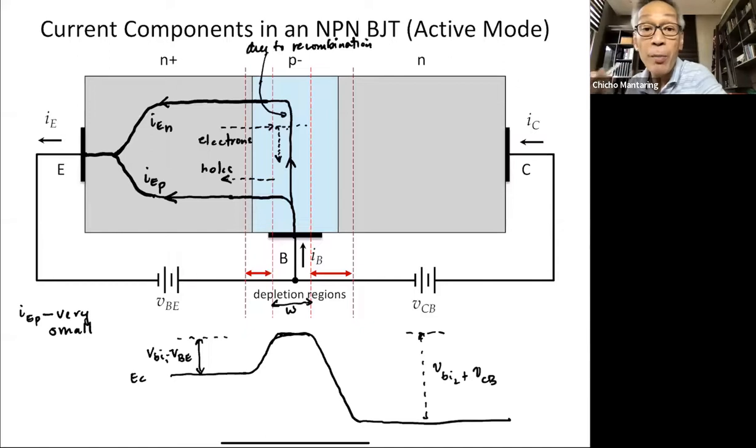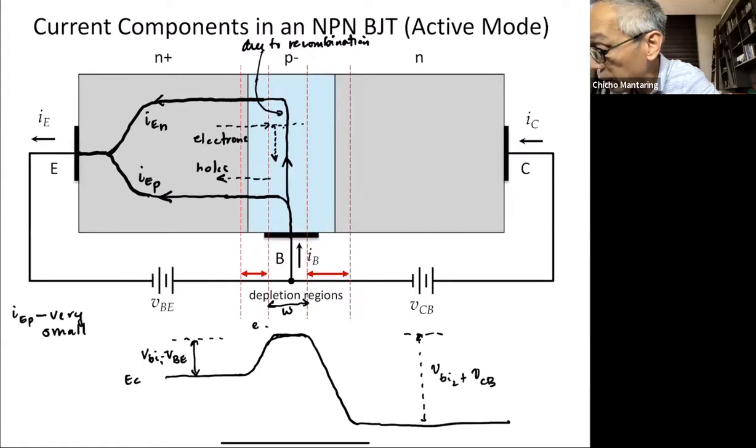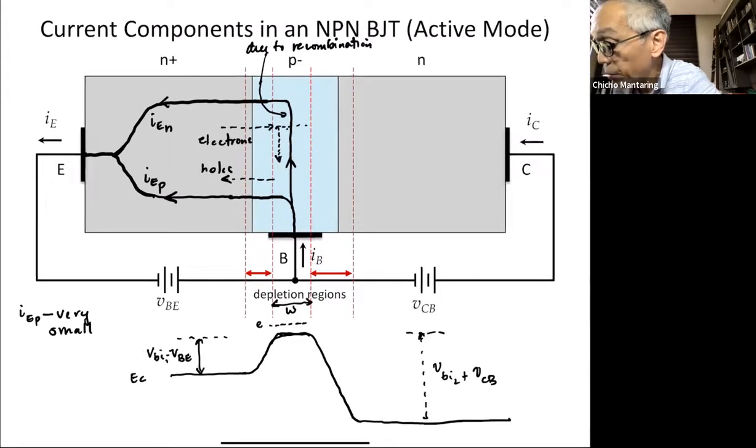But that's going to be very small. The reason is that when the electron is crossing over, before it has a chance to recombine, it can enter into this other depletion region. So imagine your electron is crossing over. Ito yung electron natin. Before it has a chance to recombine, it might find itself here.